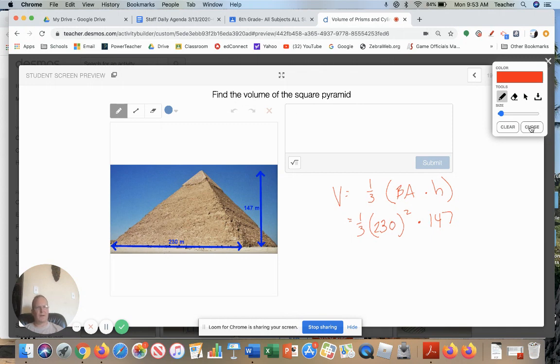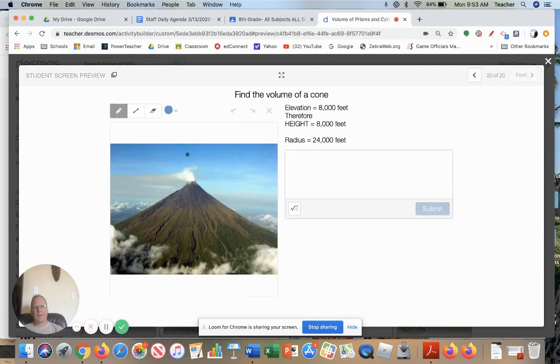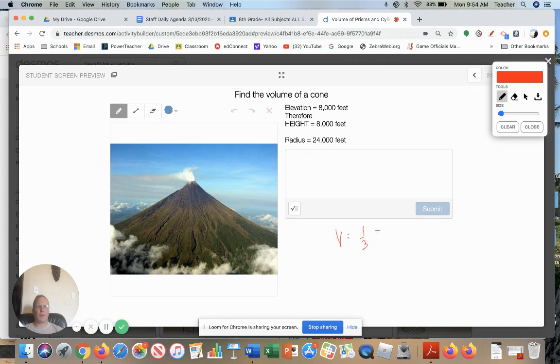and that is your answer right there. And this is a volcano. It is also a cone. So what is the formula for the volume of a cone? The volume of a cone is 1/3 times the base area, which in this case is a circle, times the height. Okay, so 1/3 times the base area is going to be pi r squared.